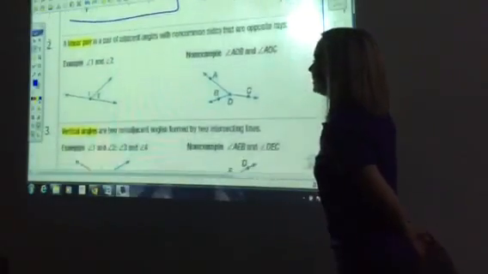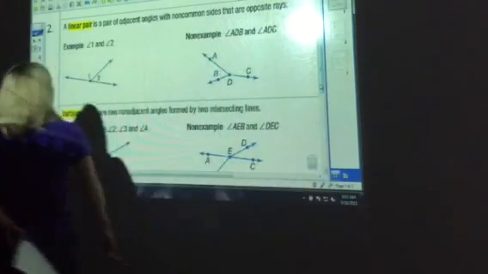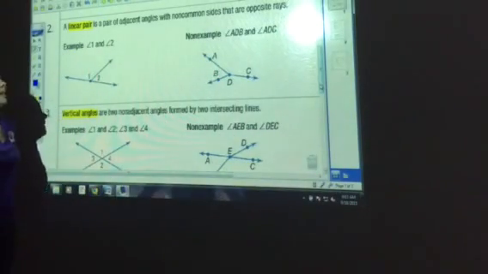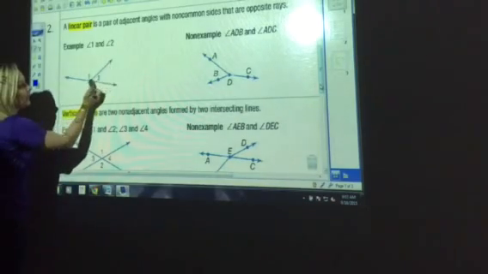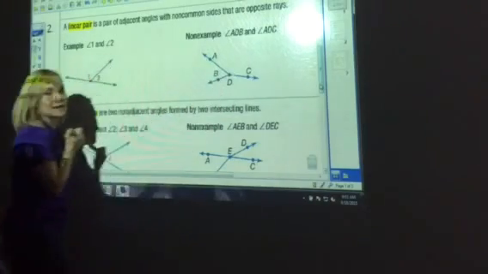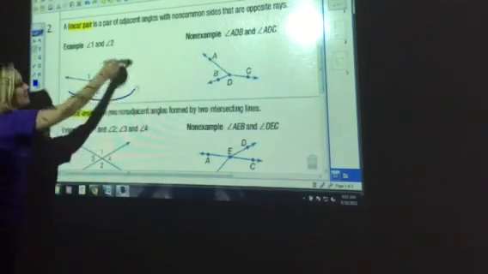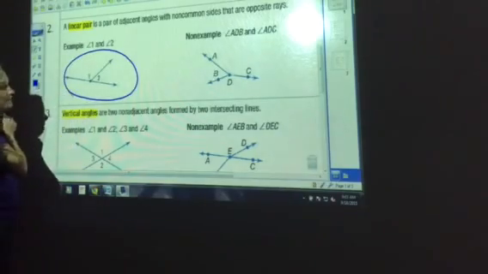Our next term is what we call a linear pair, and it's exactly what it's saying. Linear meaning line, and a pair meaning two angles that form a line. So here would be your example, angle 1 and angle 2. These two do not form a line, so that would not be an example of a linear pair. So this is what it would look like.